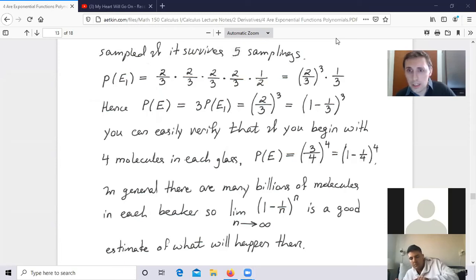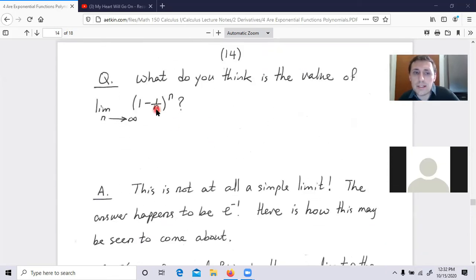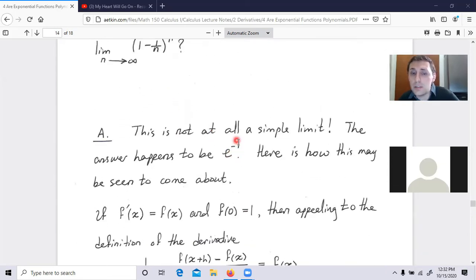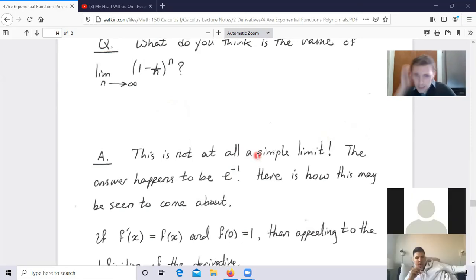Of course not, right? I'm hoping that you hesitated because you understood it's not a simple limit. And e equal to 1 means what? With certainty, you are going to drink a molecule of water last? That doesn't seem correct. So what is this limit, guys? The answer is e to the minus 1. e to the minus 1 is the actual answer. We're going to try to understand why.